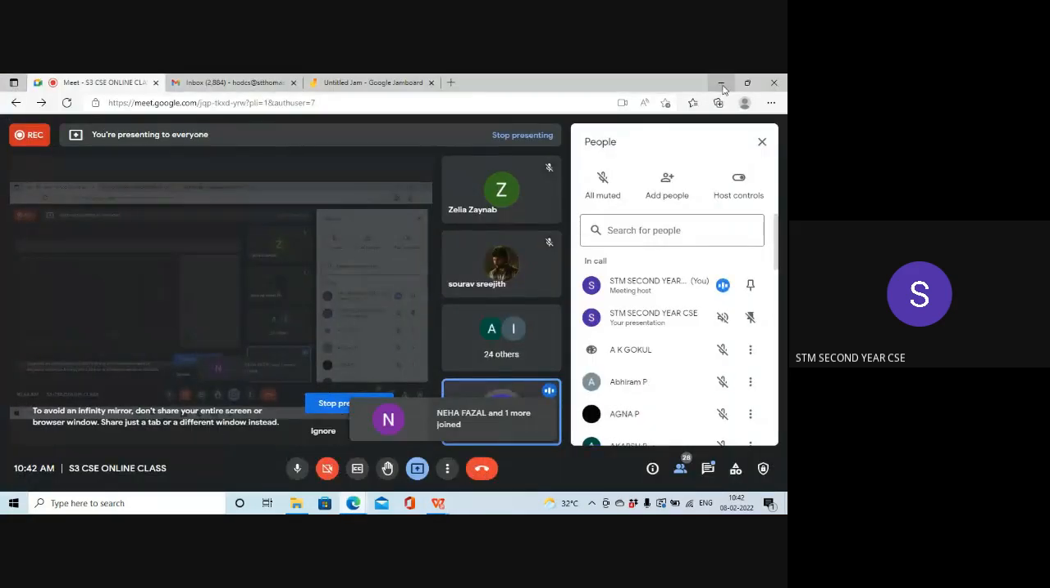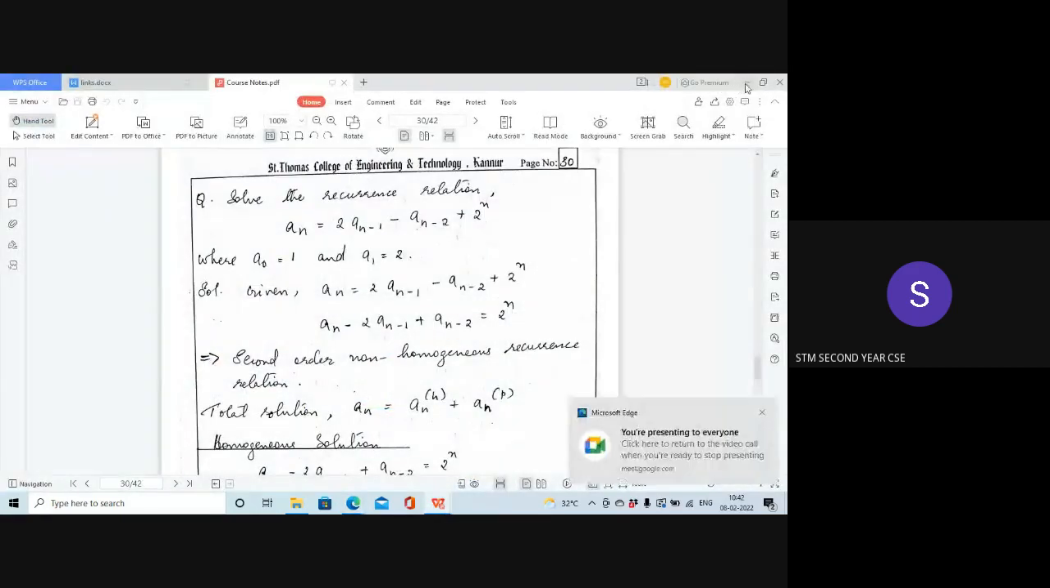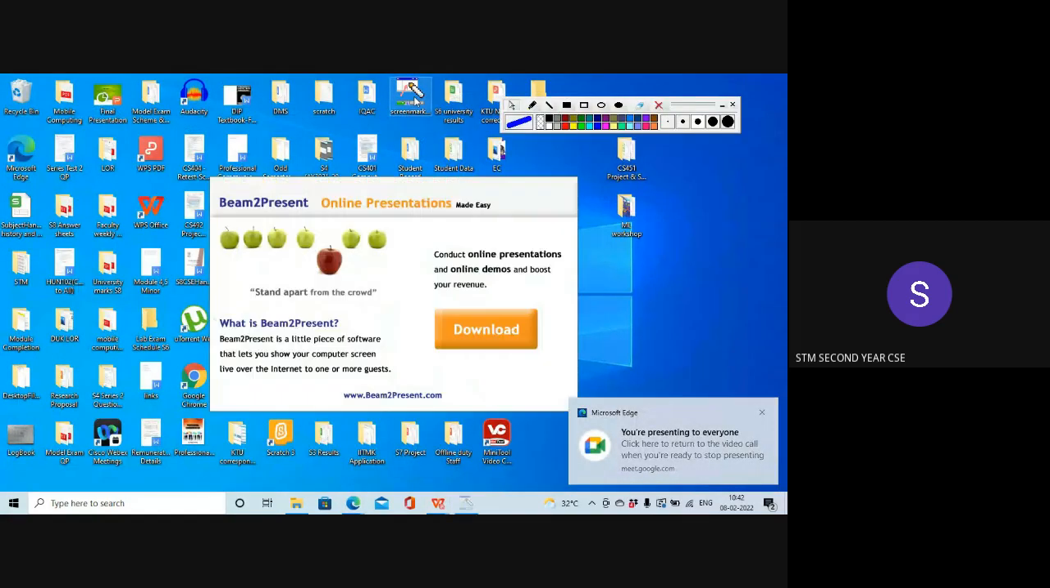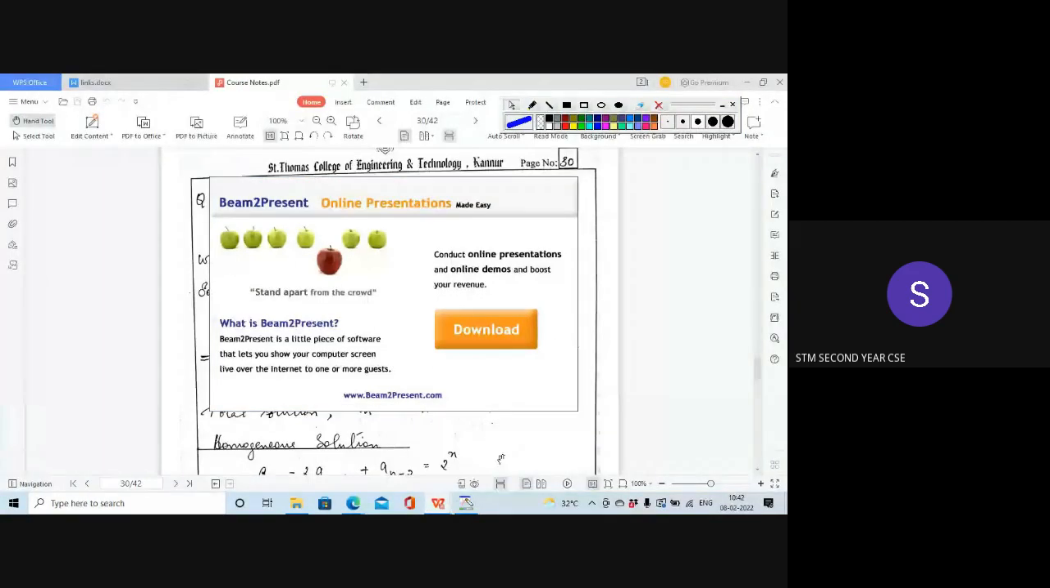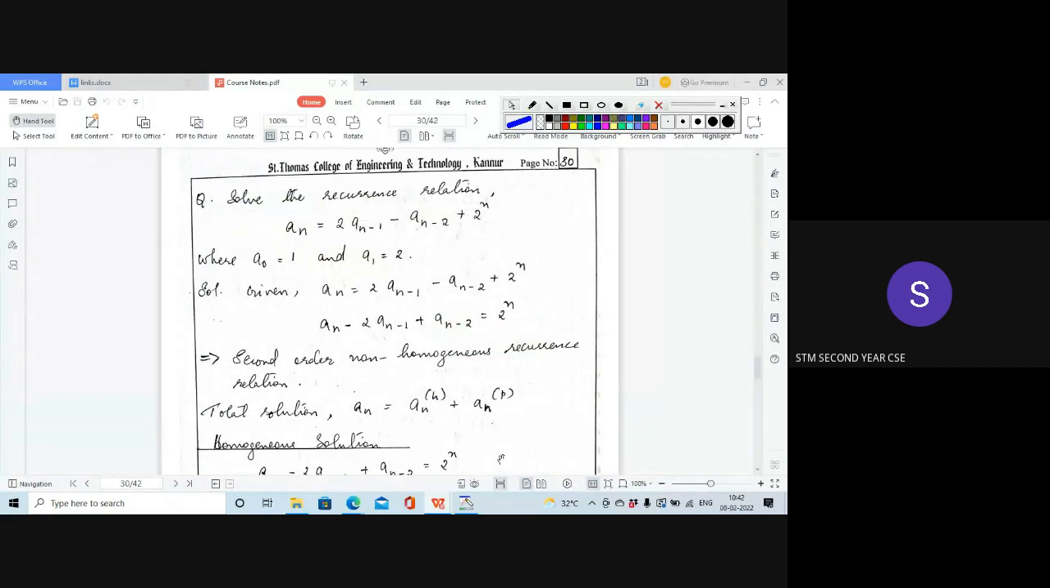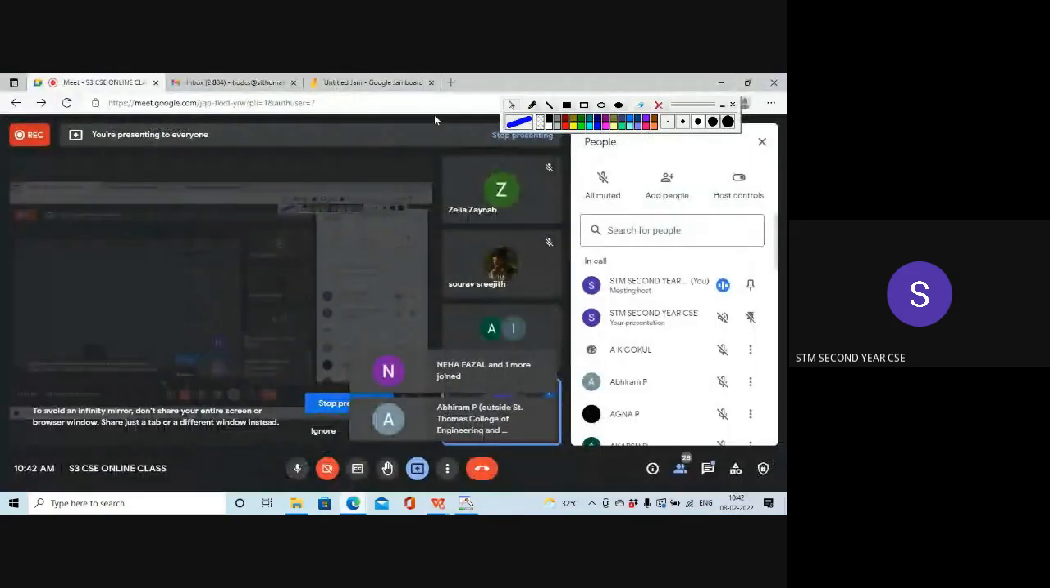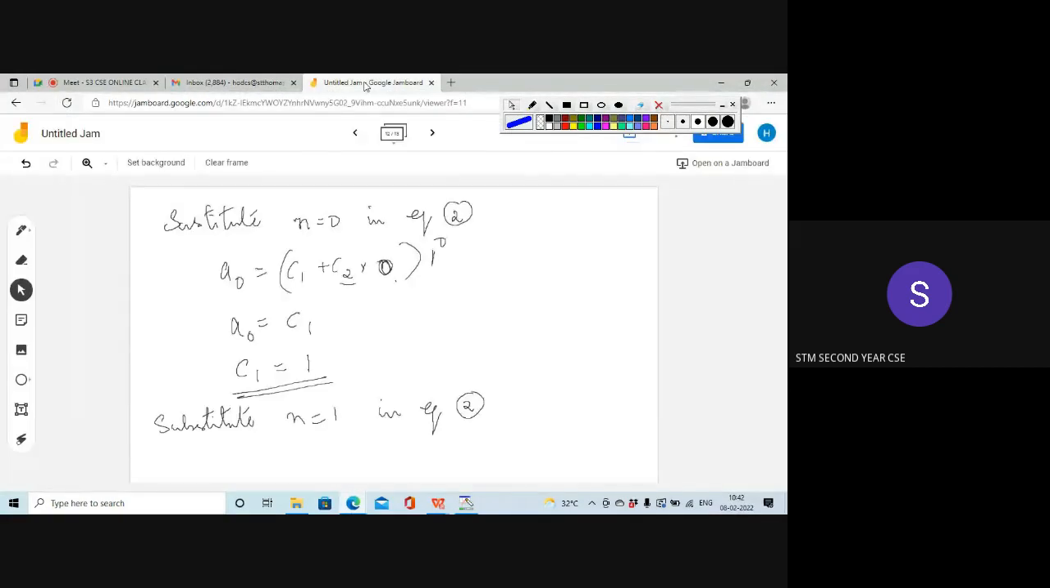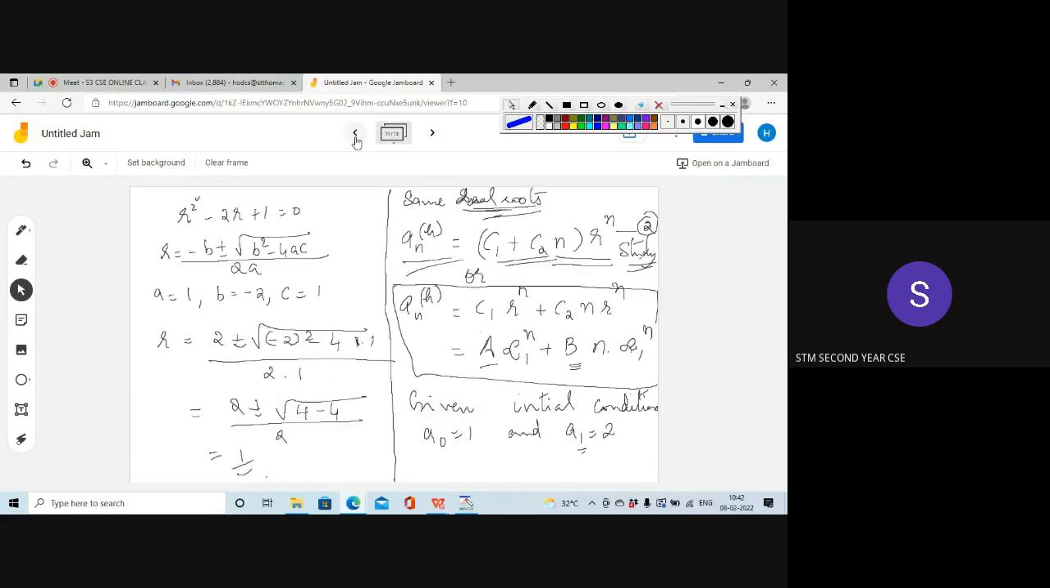So where did we stop last class? We were discussing non-homogeneous recurrence relation, isn't it? And we had come to the third case, case 3 of non-homogeneous recurrence relations. Did you solve the rest? Did you find the value of the constant C2? Yesterday we had found the value of constant C1. Let us see what the question is.